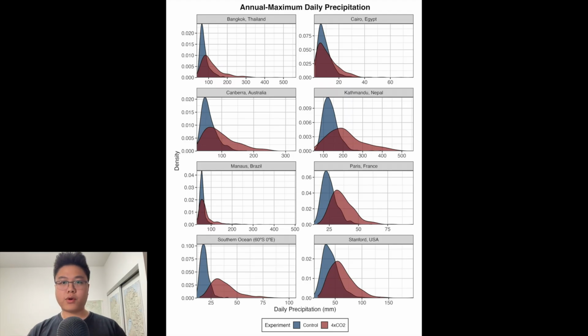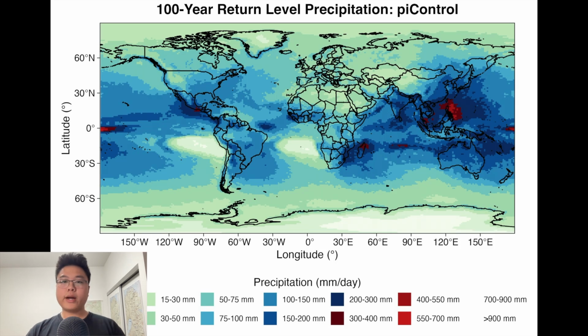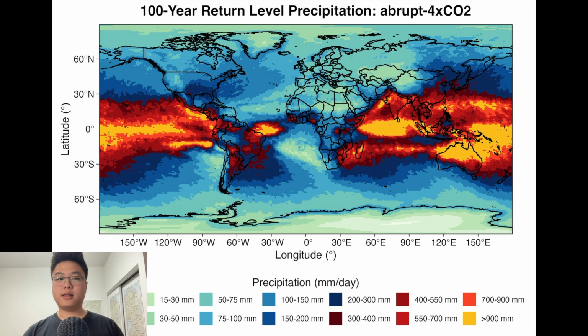After repeating the process for everywhere on Earth, we can now generate the 100-year return level plot for precipitation in both experiments. This one here shows the one for piControl, where you can see that the values are pretty moderate. On the other hand, this is the 100-year return level of abrupt 4 times CO2. You can see that large swaths of the Earth now experience up to 900 millimeters per day of precipitation, which is a staggering amount of rain. 240 millimeters is already considered exceptionally heavy rain. I cannot imagine what it's like for 900.